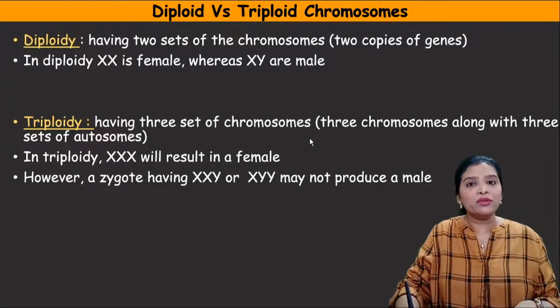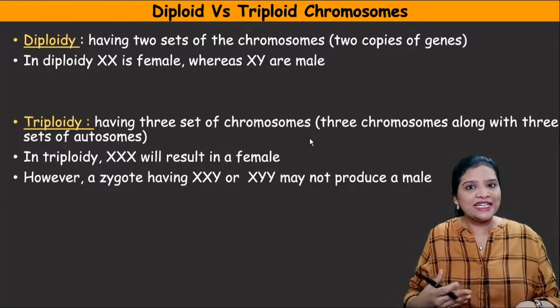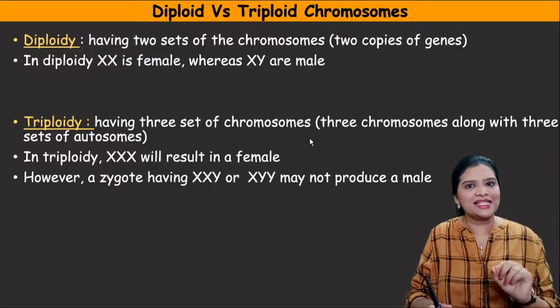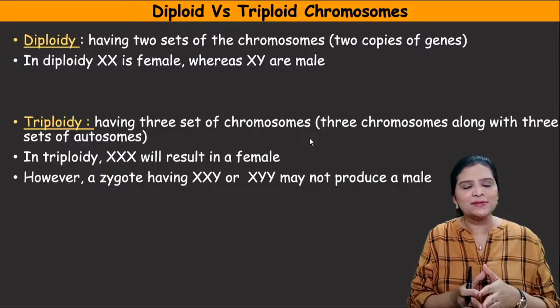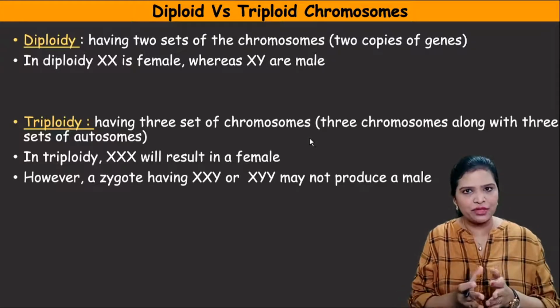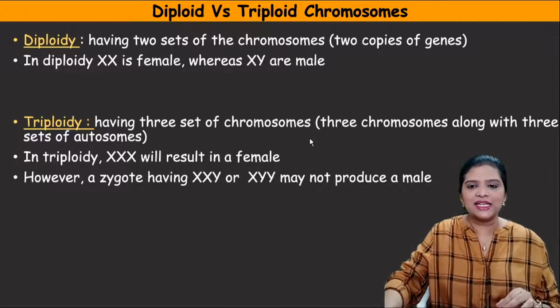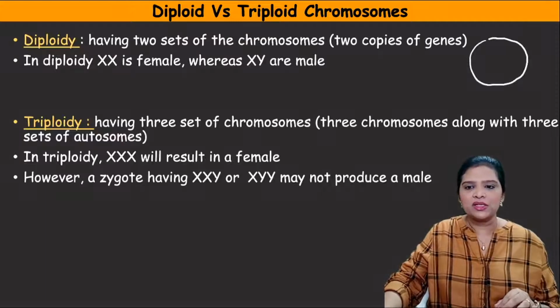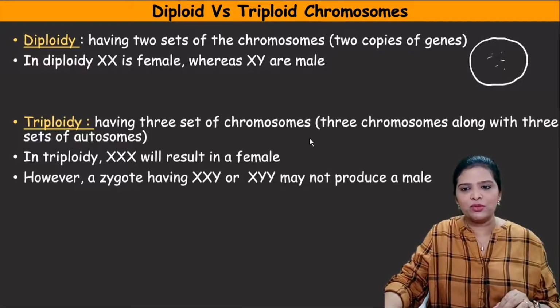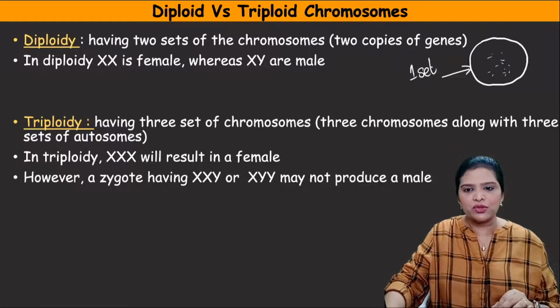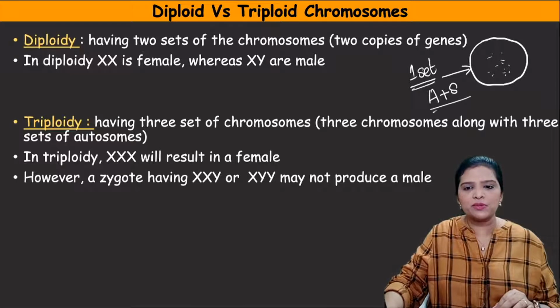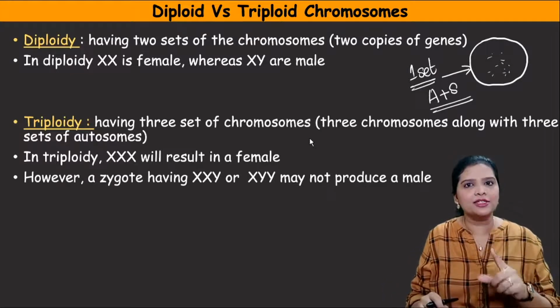Before moving on to what C.B. Bridges did in his research work, let us understand a few important concepts, starting with ploidy. What is ploidy? Ploidy is the set of chromosomes present in a cell. Look here, suppose this is a cell having chromosomes; this is called one set of the chromosomes in a cell. How many autosomes and how many sex chromosomes are present, together, is called one set of chromosomes.